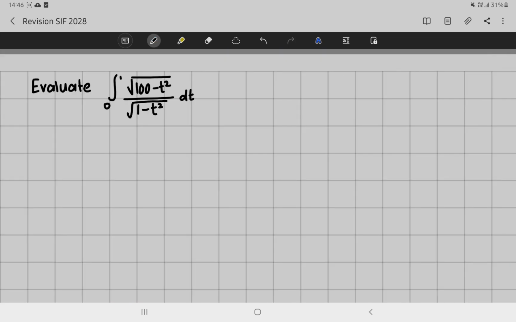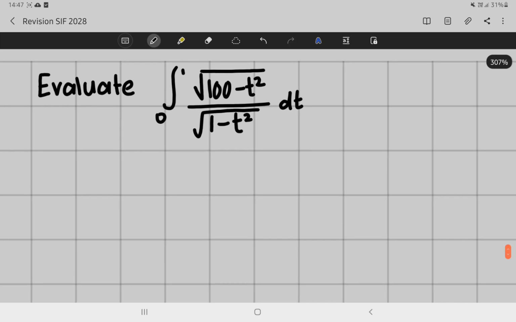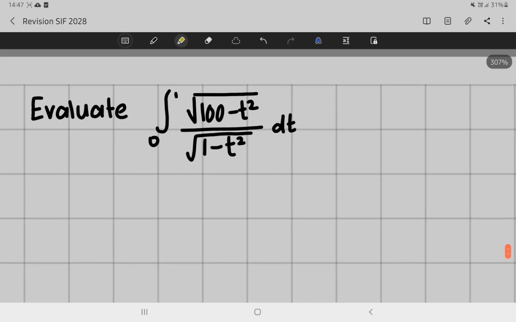Alright, so this is our second question. To evaluate the integral of this third form, integration from 0 to 1 of square root of 100 minus t square divided by square root of 1 minus t square dt. So you realize that we have two square roots over here.